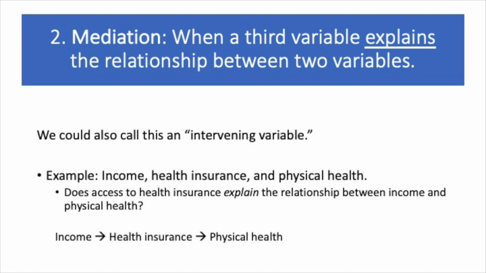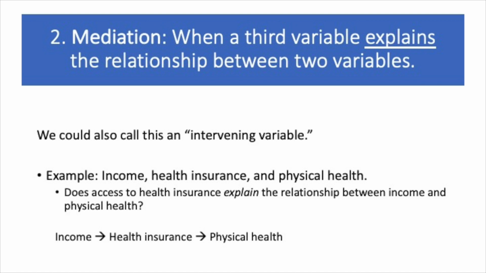One mediator that we might consider is having health insurance, right? And maybe having good quality health insurance on top of that. With higher income comes better health insurance, better access to healthcare overall. So perhaps we would look at health insurance, type of health insurance, quality of health insurance as our mediator here. It's explaining the relationship between income and physical health.